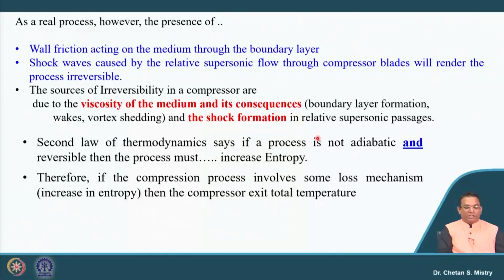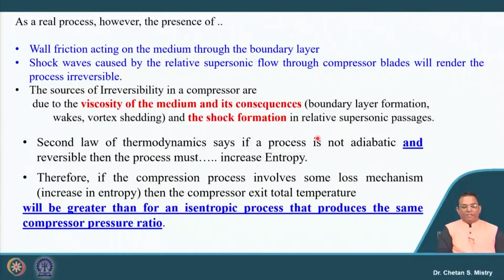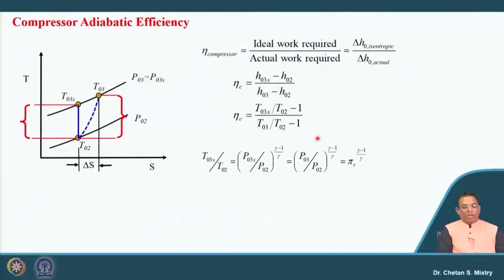If I consider this as a case, that is the reason the temperature we get for the same pressure ratio at the exit in the actual condition will be higher than that of my isentropic process. So, let us look at how we use this information.